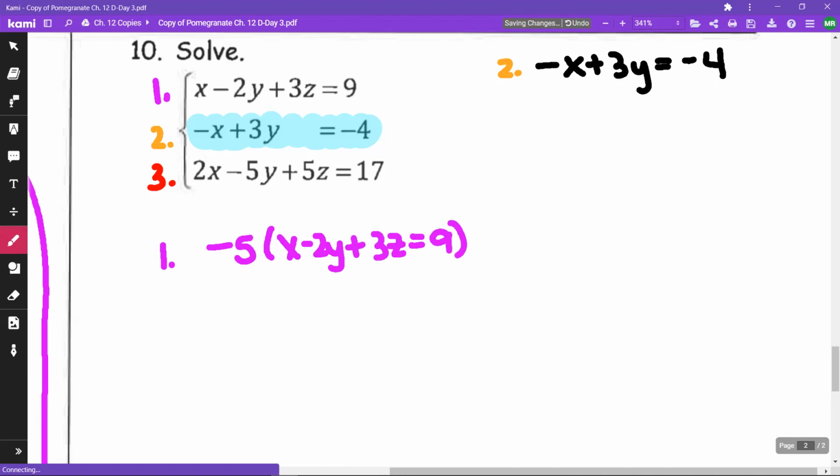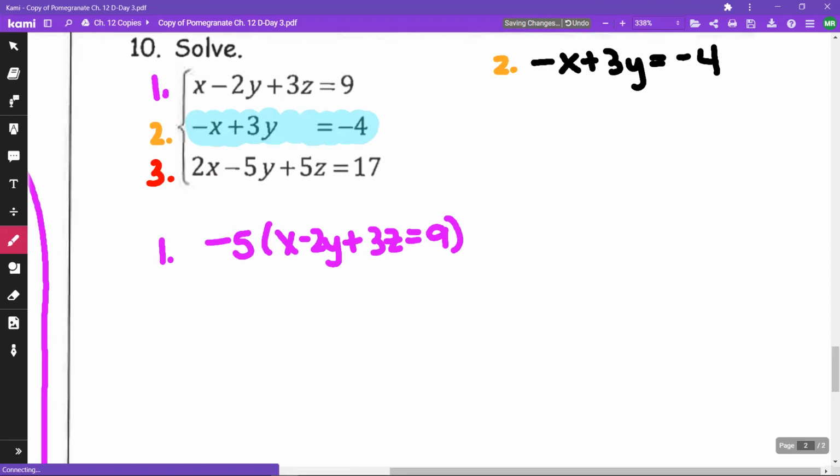Now this is one method. I could also easily deal with my x's and solve it doing that. I'm just showing us that if you do have one, you could just use the other 2 to get rid of the same variable. Up to you. So this is going to be negative 5x plus 10y minus 15z is equal to negative 45.